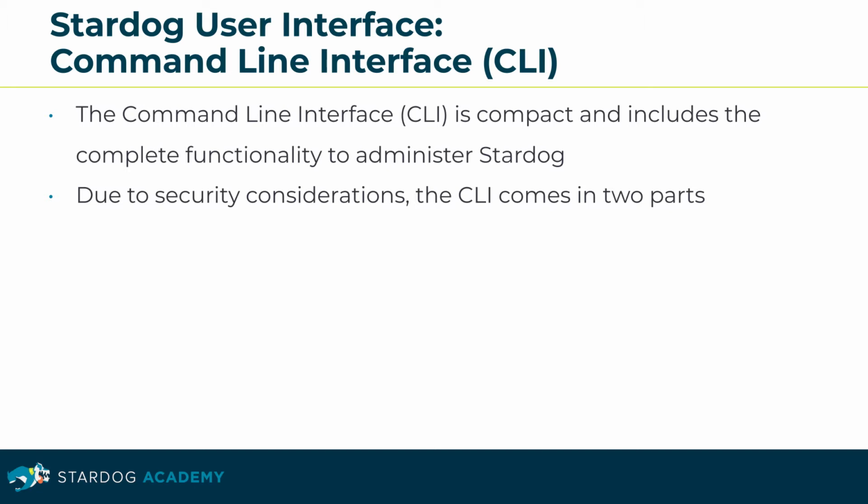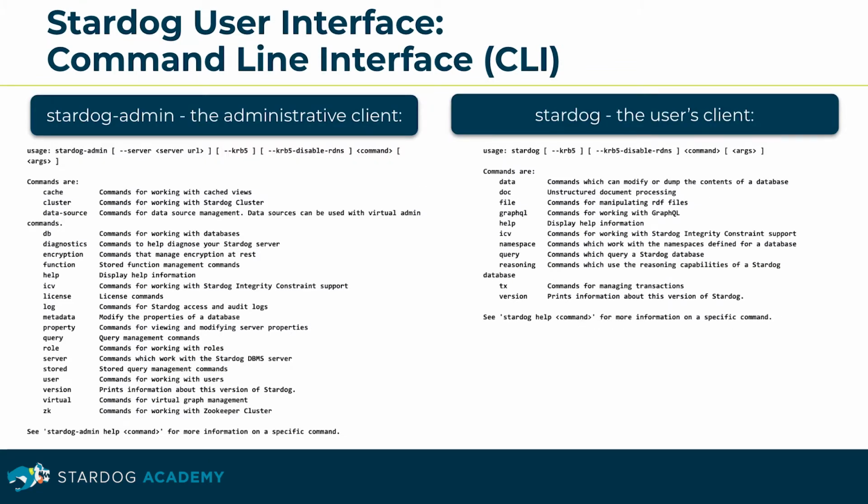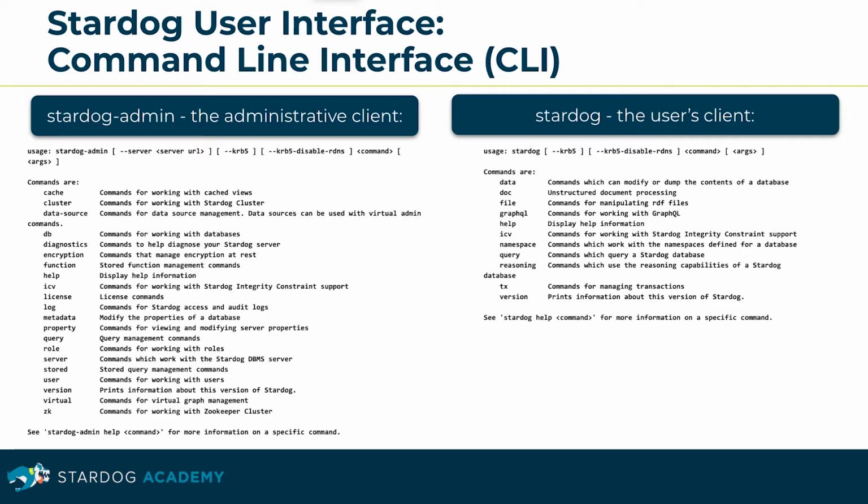The command line interface is compact and includes the complete functionality to administer and query Stardog. Due to security considerations, the CLI comes in two parts. The first part, the Stardog admin command, is the administration client and provides the commands to manage and control the Stardog server. The second part, the Stardog command, is the user client and provides the commands to query and manipulate the data in the database. This concludes the section on user interfaces.